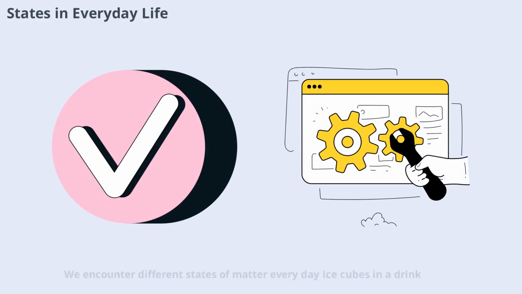We encounter different states of matter every day. Ice cubes in a drink, steam from a kettle, and the air we breathe are all examples. Understanding the states and properties of matter helps us make sense of cooking, cleaning, weather, and even breathing. It's a reminder that science is all around us, shaping our experiences and the world we live in.